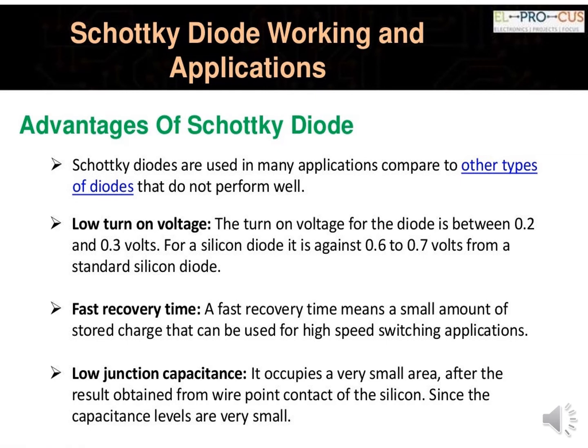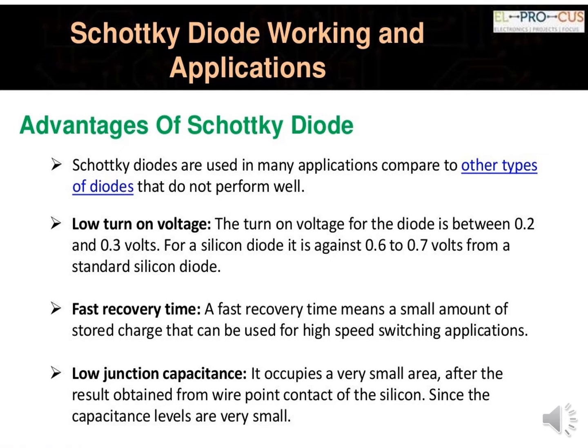Next is advantages of Schottky diode. Mainly they are used in many applications when compared to other diodes. First thing is low turn on voltage. Low turn on voltage means we can operate at 0.2 to 0.3 volts, whereas a silicon diode needs 0.6 to 0.7. That is the advantage of Schottky diode.